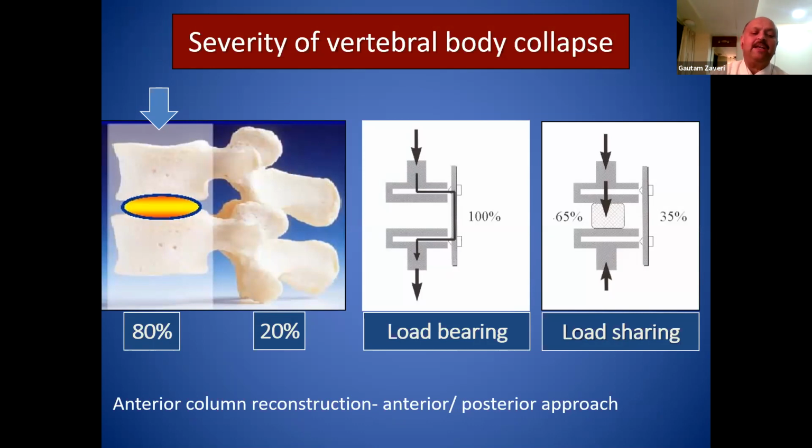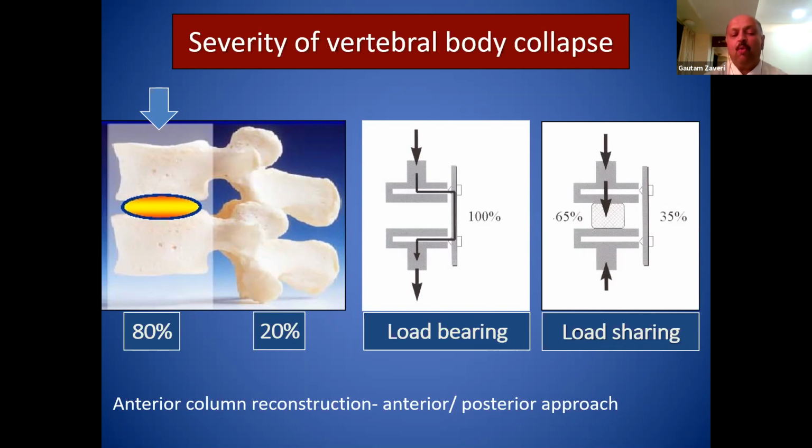All of us know that 80% of the loads are borne by the vertebral body disc complex. In a patient who has a vertebral body fracture which is badly comminuted and shattered, the entire load of the human body is borne by the implant which you have put in. The implant bears 100% of the load, and this implant is called a load-bearing implant. And we know that eventually load-bearing implants fail from fatigue if adequate anterior reconstruction is not done.